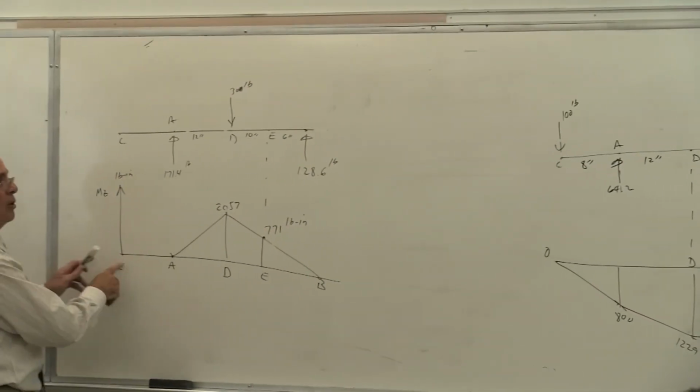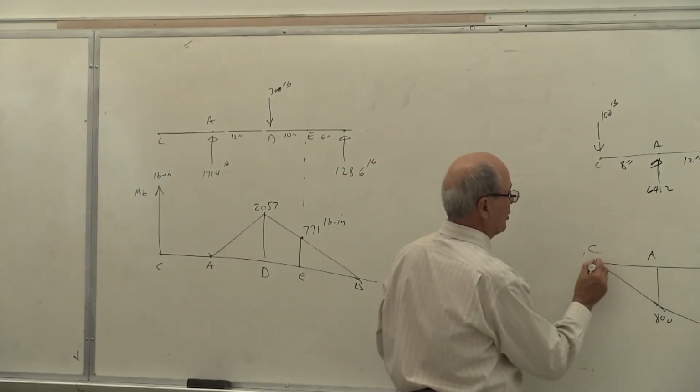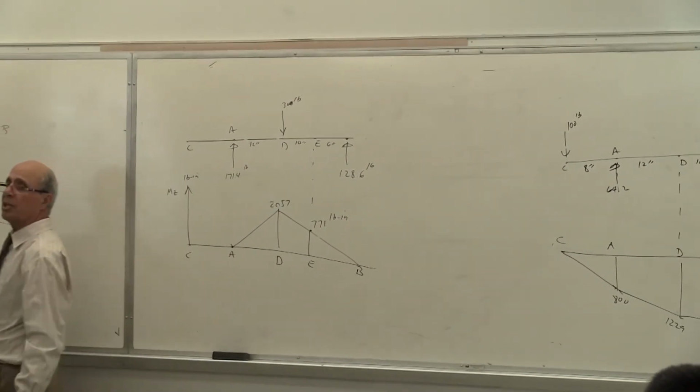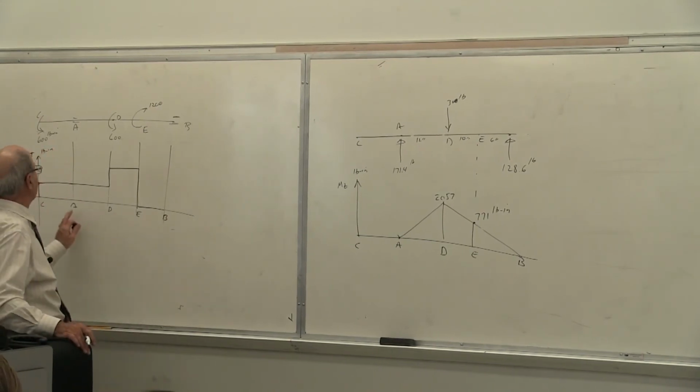No, this is 0, this is point C. And this is 0, the other one 0, and the torque is not even 1200, the torque is 600. That's not the critical point, yes or no? Then we go to point A.